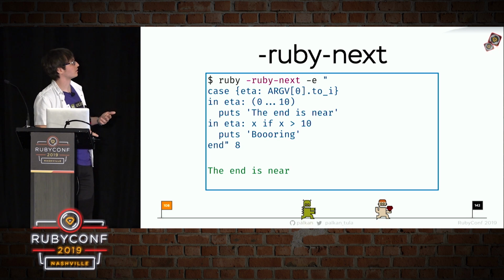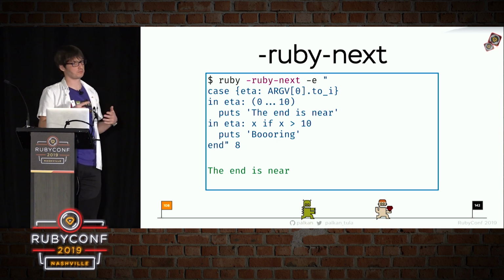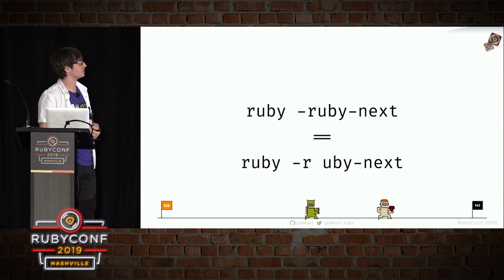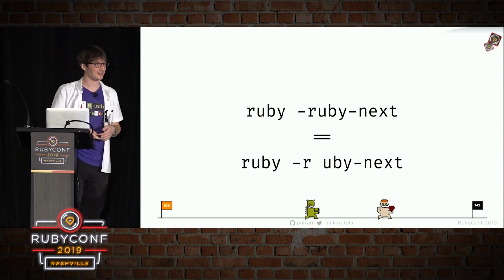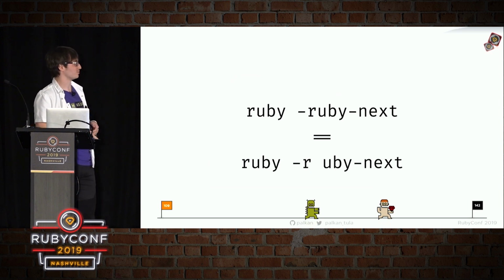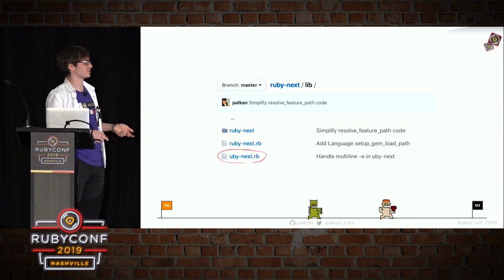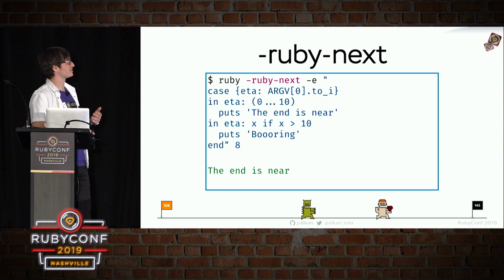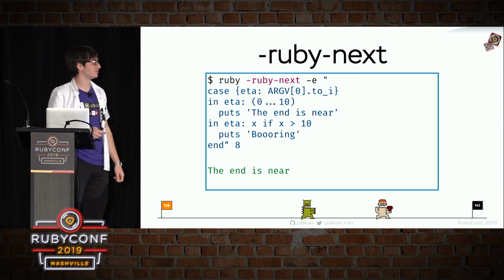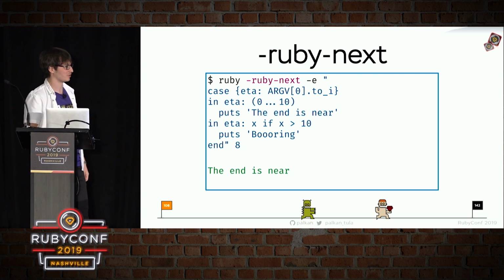And this switch, RubyNext, this is not a kind of extension of Ruby interpreter or command line interface. It's just require RubyNext. So RubyNext is expanded into require RubyNext, and RubyNext is just a file that loads all the runtime hacks. So that makes it possible to use this very beautiful notation to run scripts using modern syntax.